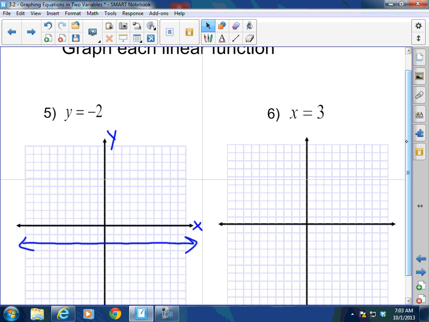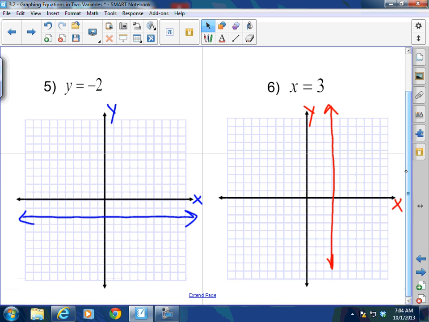X equals 3. Again, think about it. There's no y there, so it's never going to go through the y-axis. It's an x equals 3 equation. It's never going to go through the y-axis. So x equals 3 is simply going to go through the x-axis, where x equals 3. It's a vertical line. Make sure you put your x and your y-axis. Label it. And you're done. Hope that makes sense.